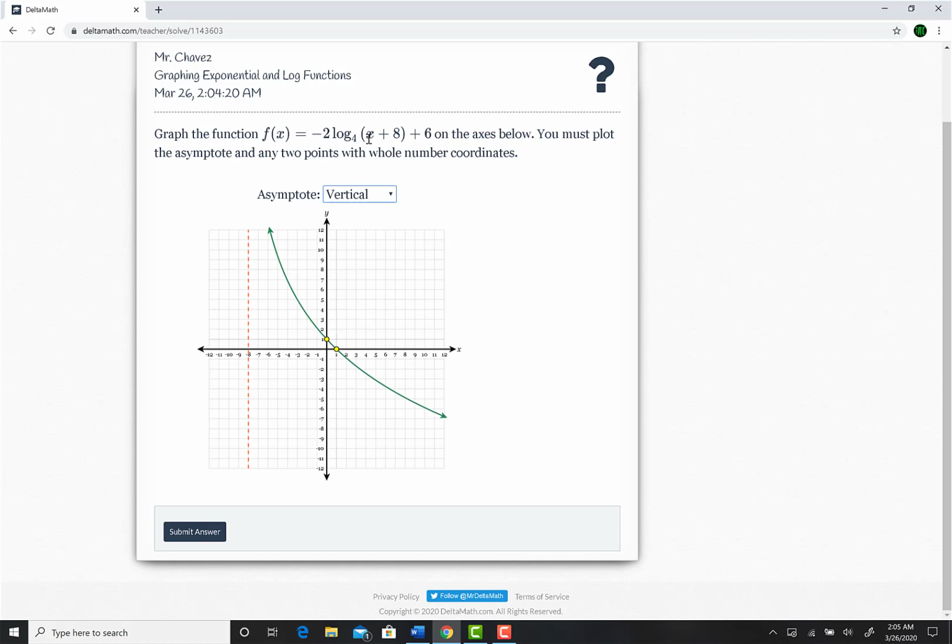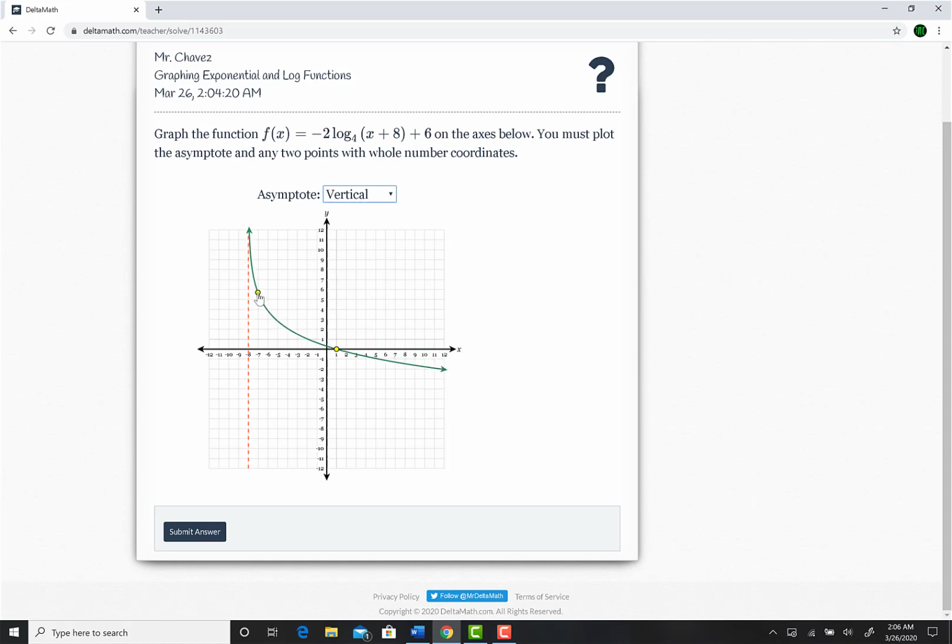I make negative 7. X equals negative 7, just like we did a little while ago. X is negative 7. Negative 7 plus 8 is 1. Log of all that is 0. Log of 1 is 0. So who cares about the negative 2 there? So 0 plus 6 is 6. So one point is at negative 7, 6.